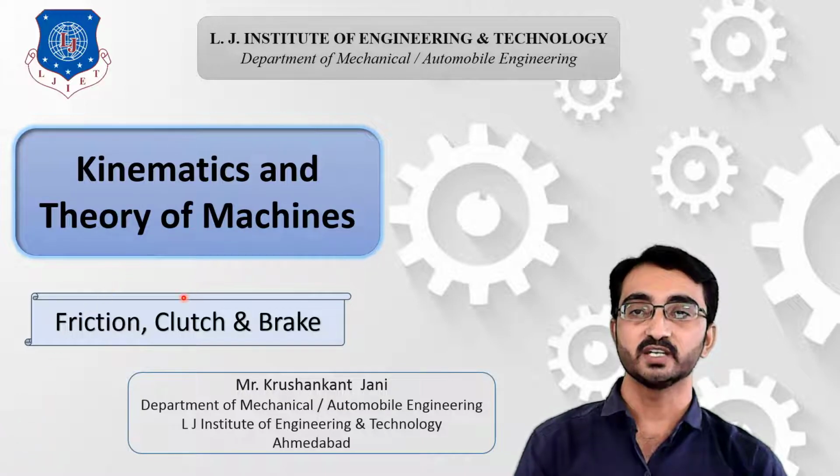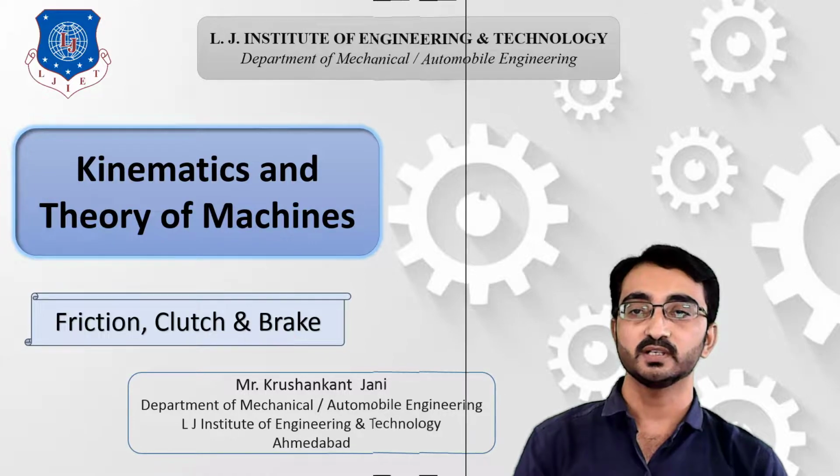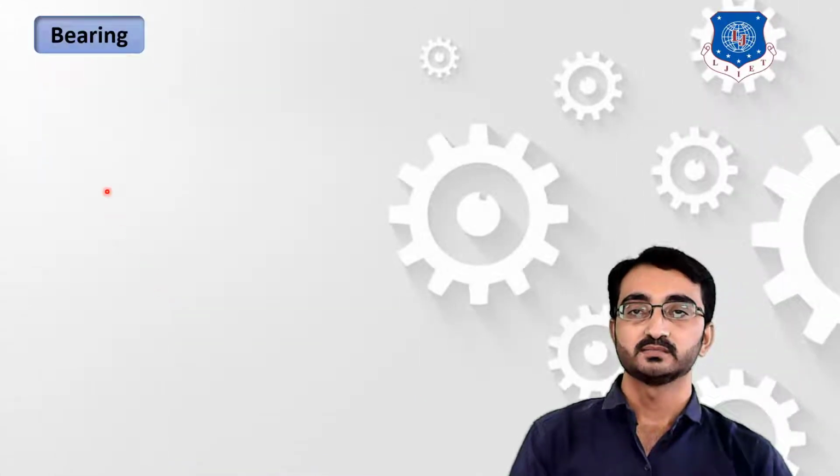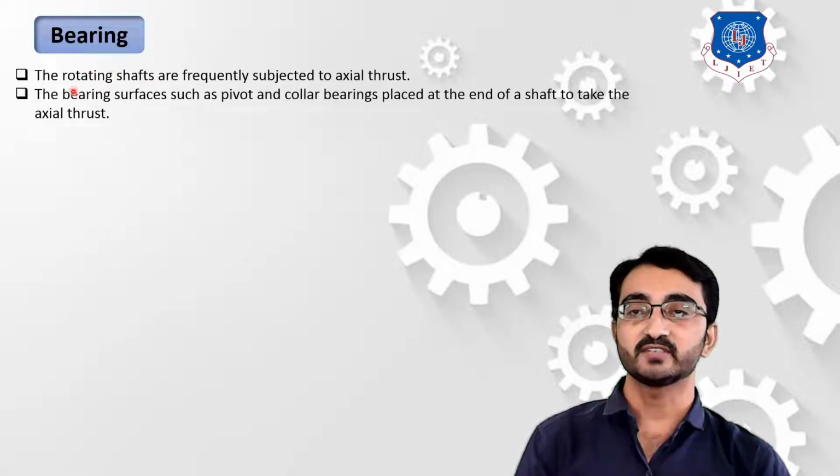In today's session, we will learn about one of the topics of chapter number 6, that is friction, clutch and brake. So let's start this session with bearings. Now, as we are aware, any rotating shaft is frequently subjected to axial thrust, and to support this axial thrust mainly bearings are used.